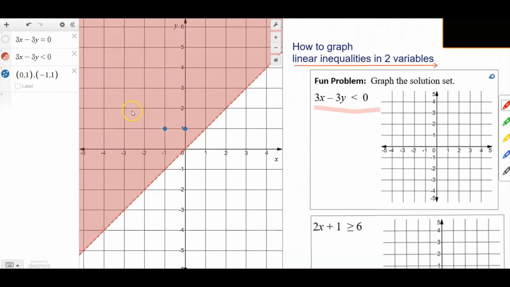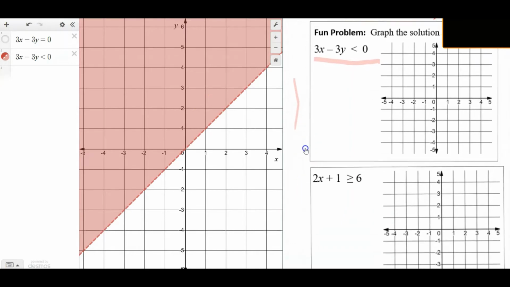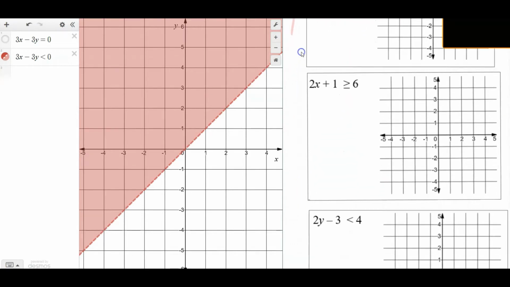So when do we do the shading? We do the shading if we have the inequality symbol. Okay, this is in my way now. Okay, fantastic. So that will be the answer, and in a bit we'll do it by hand. So this is not working for me. This is what I get for doing things that are out of my comfort zone.